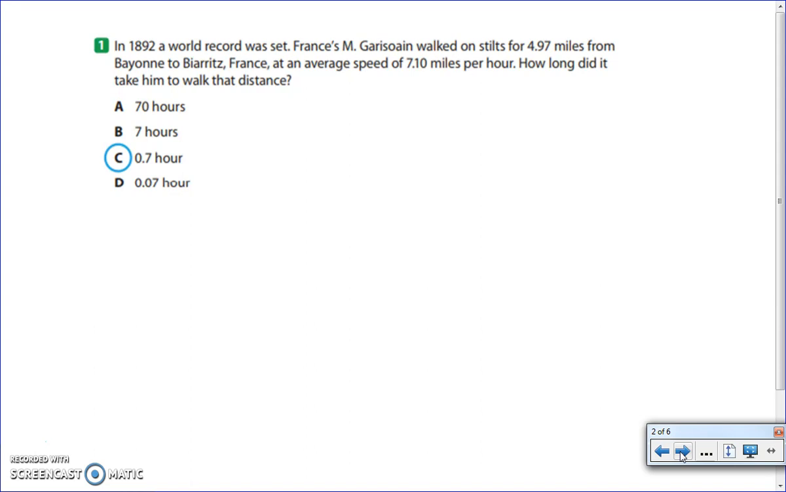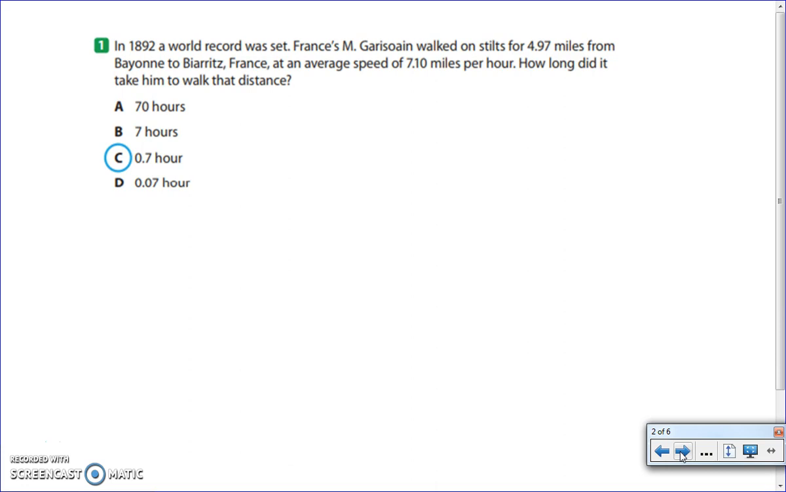It says in 1892, a world record was set. France walked on stilts. This guy, Francis Garrissoian, I don't know how to say that. There's this guy in France that walked on stilts for 4.97 miles from Bayonne to Biarritz, France, at an average speed of 7.10 miles per hour. How long did it take him to walk that distance?